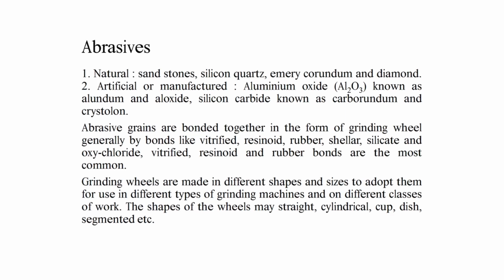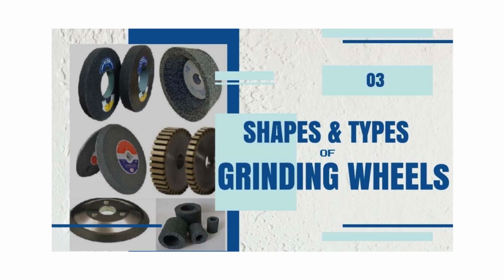Grinding wheels are made in different shapes and sizes to adapt them for use in different types of grinding machines and on different classes of work. The shapes of the wheels may be straight, cylindrical, cup, dish, segmented, etc. Finally, our last slide simply and effectively shows us the variety available, titled Shapes and Types of Grinding Wheels. This visually reinforces that grinding wheels come in many forms, each designed for a specific task, from simple straight wheels to more complex cup and dish shapes.